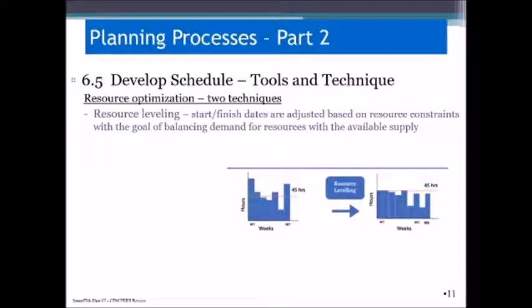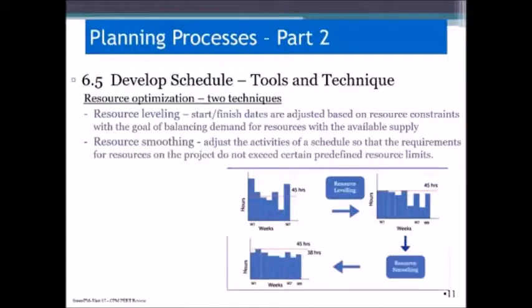The second optimization method is called resource smoothing. In this case, what we want to do is reallocate resources from non-critical path items where there is float and be able to provide a more optimum schedule by moving resources around. In this case, we've moved the resources using the float, and note that the scheduled date of completion is not changed.